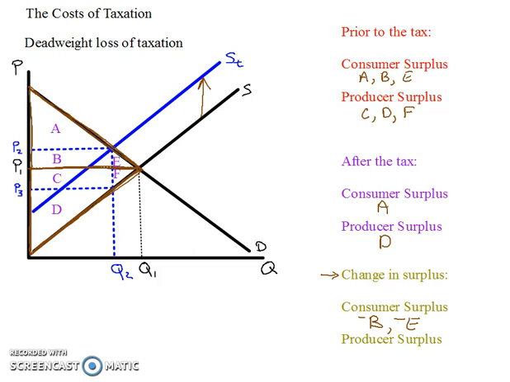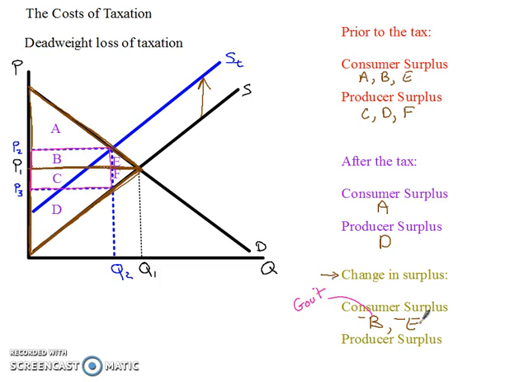So area B, where did that go? Well, remember right here, P2 to P3 over to Q2, that is now going to be the revenue, this right here, that is collected by the government as a result of the tax. So where did area B go? The consumer lost area B. Where did it go? Area B went to the government, in the form of tax revenue. So area B goes to the government.